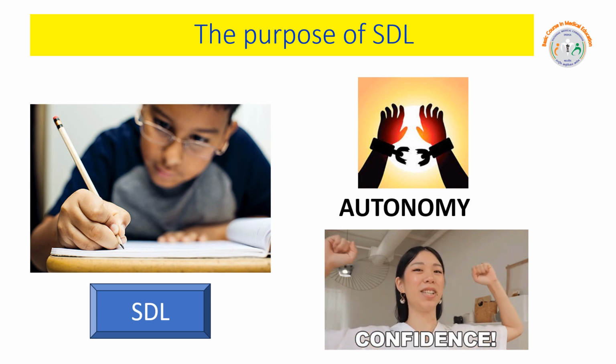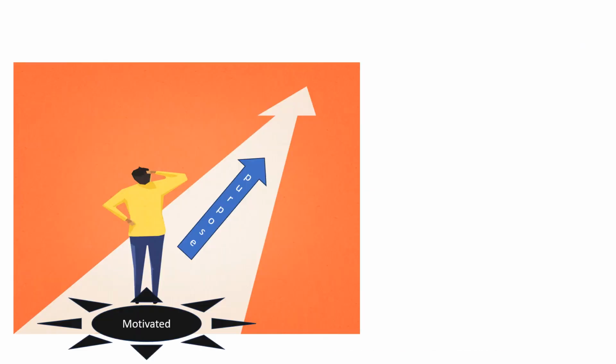Now self-directed learning also gives autonomy to the student. Okay, so the student can choose which topic he or she wants to learn by himself or herself, and it also gives a kind of self-confidence to the student. So if you are a motivated student and if you know your purpose, you can set your goal like this, and you can arrange different methods to reach that goal.